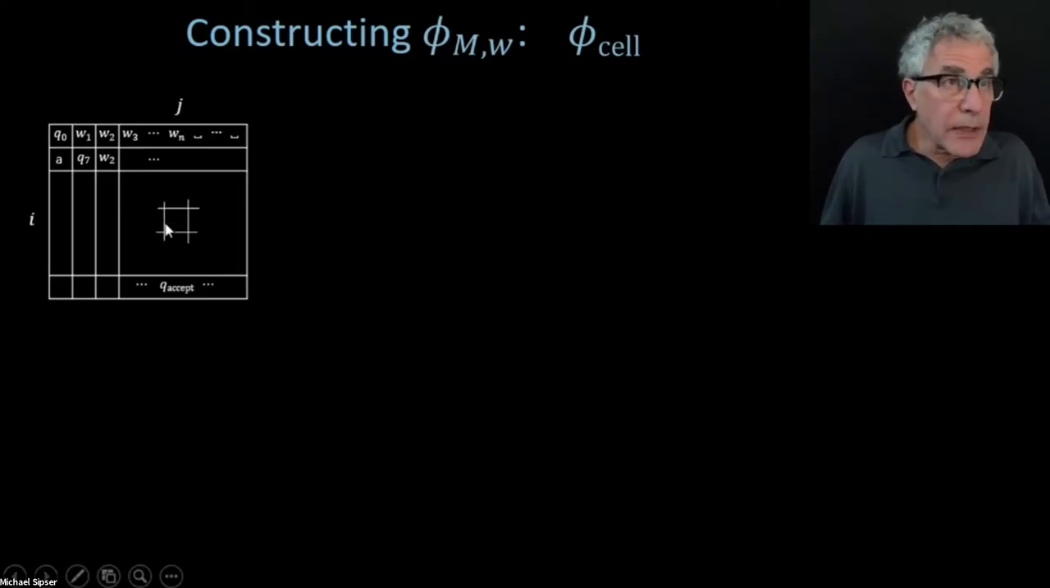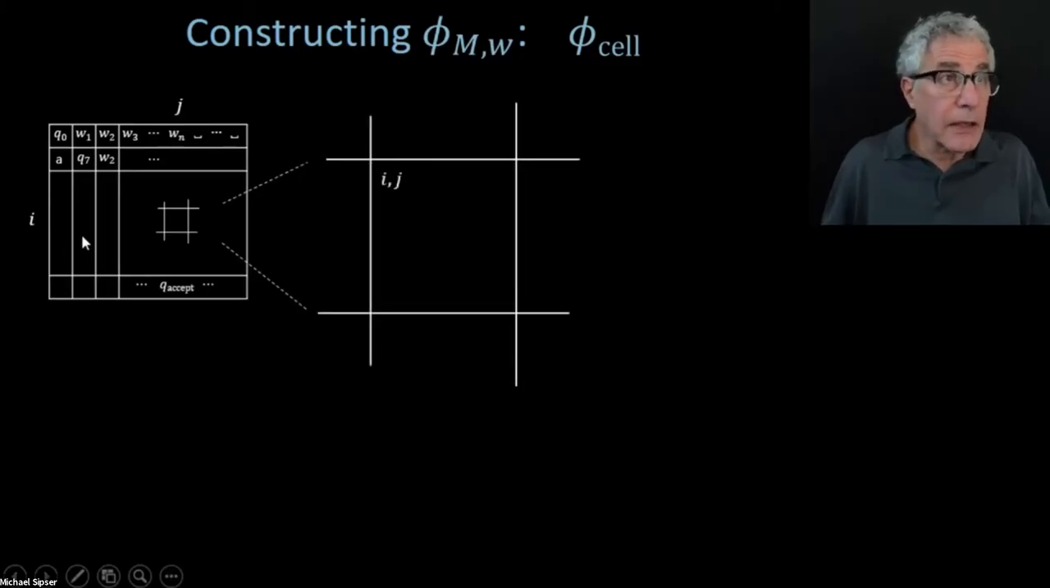And so now let me draw one of the cells here. I'm going to magnify it. So this is the ijth cell here. And there are going to be a collection of Boolean variables associated with each one of the cells. So each one of the cells is going to have a bunch of variables all to itself. And those are going to be basically indicator variables. They're going to indicate which symbol that cell gets to have in it.